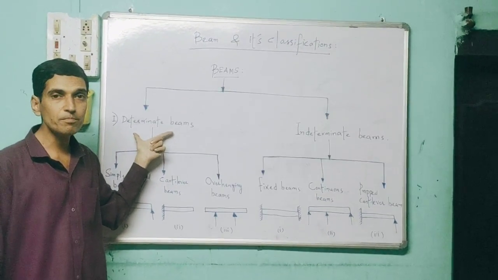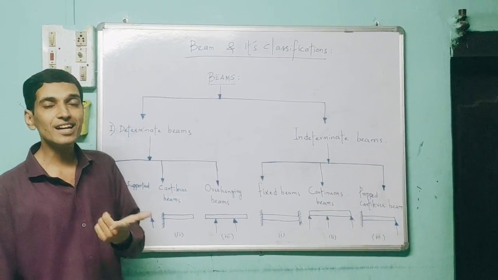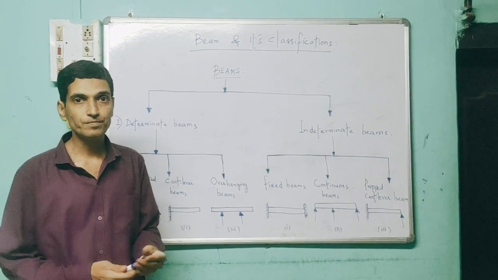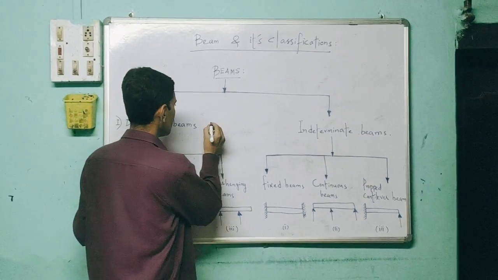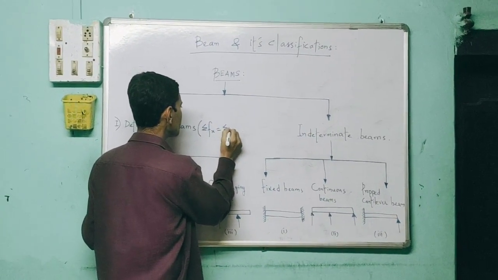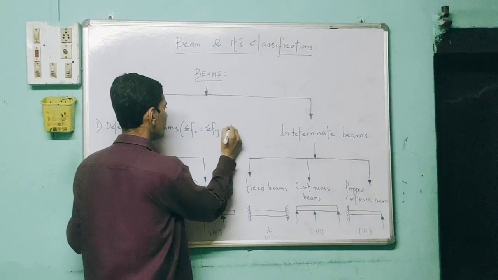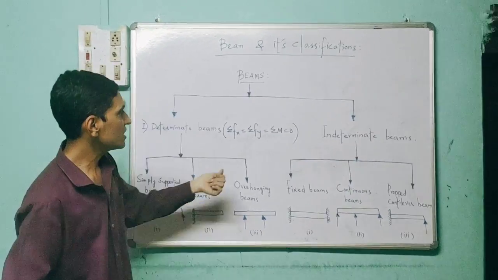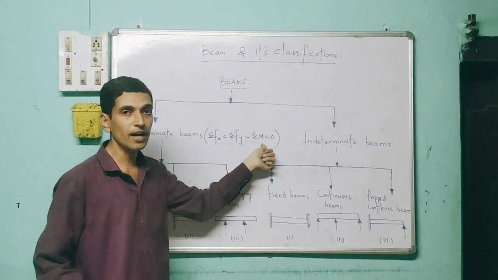A determinate beam is a beam which can be easily analyzed by using the basic equations of equilibrium. What are the basic equations of equilibrium available? There are three equations of equilibrium available. What are those? Sigma Fx, sigma Fy, sigma M.